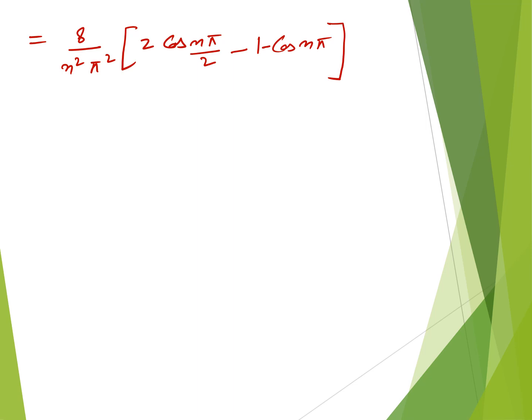Now substituting the values, we get 8 upon n square pi square, 2 cos n pi by 2 minus 1 minus cos n pi, is an. So finally this is the an.